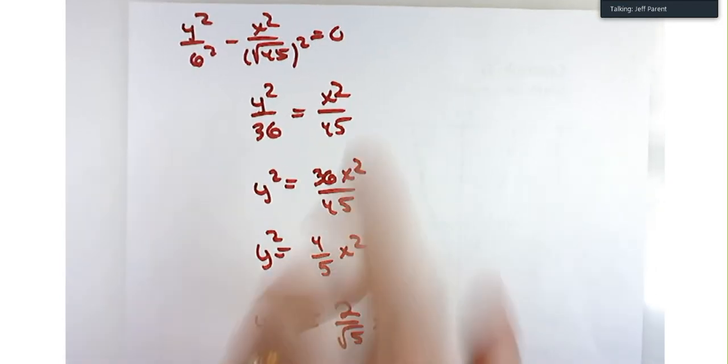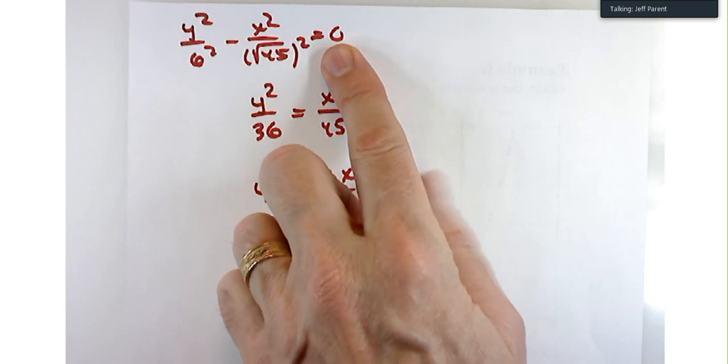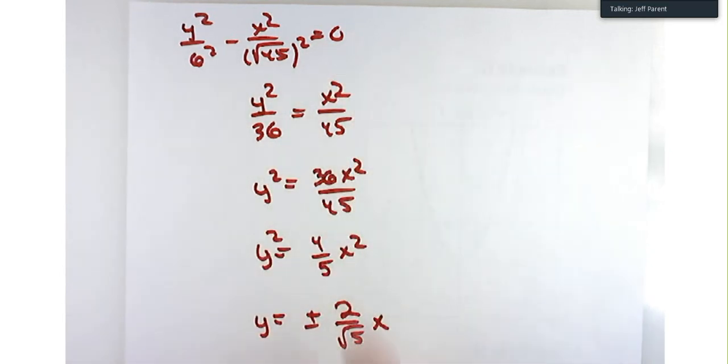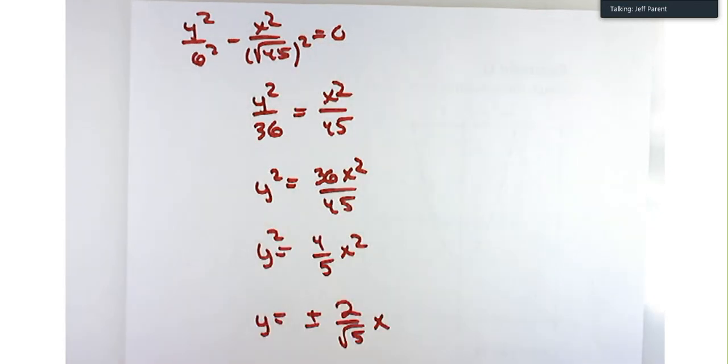So we started this out. This is just kind of a Jeff Parent workaround. It's a quick way to figure out the asymptotes if you put a 0 there instead of the 1, and then solve for y. The nice thing is that that trick works in section 11.4 where it gets a little bit messier. Okay, go get them.